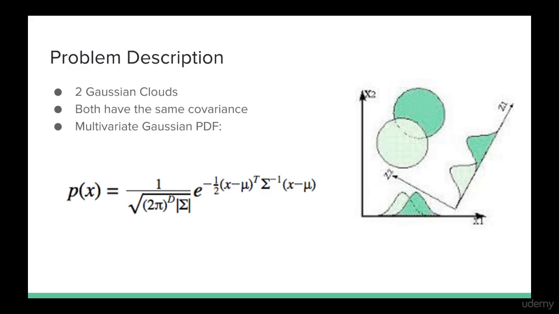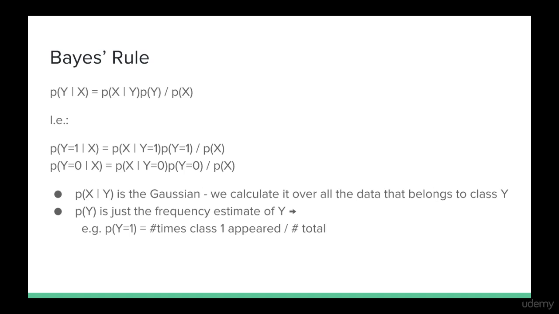The problem is this. Your data is from two classes, and they are both Gaussian distributed. They have the same covariance but different means, as you can see from this picture. For this example, you'll want to be familiar with the multivariate Gaussian distribution. So let's review Bayes' rule.